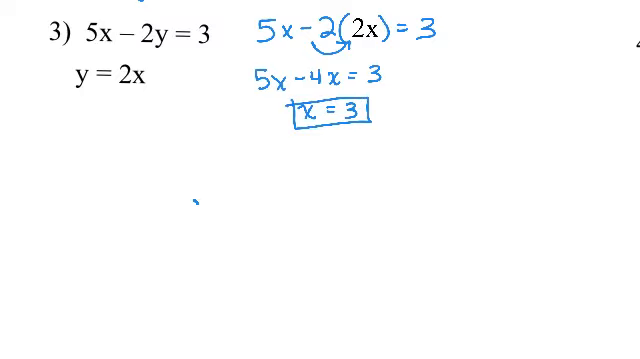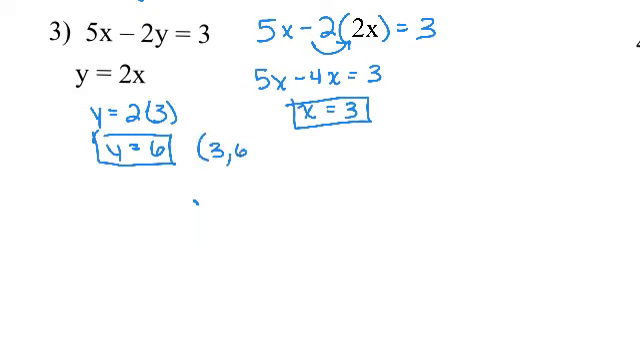So you might say, well, I already know what y is. Y is 2, but it's not 2. It's 2 times x. So we have to now go back and solve for y this time. Every time you substitute, use your parentheses. And y is equal to 6. So our ordered pair is 3, 6.